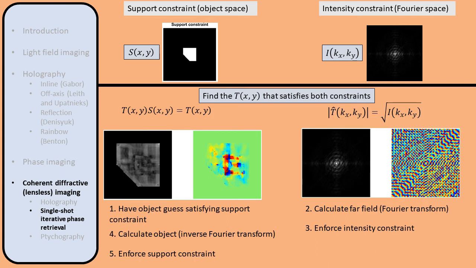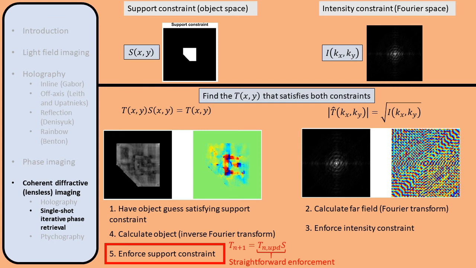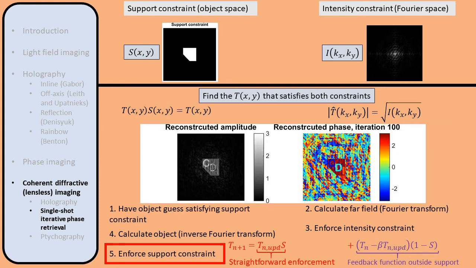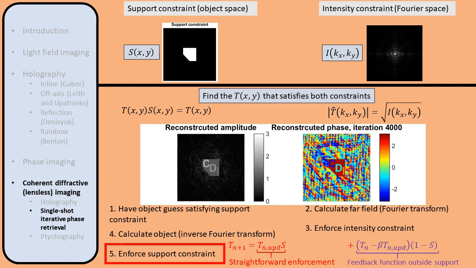If we enforce the support constraint in a straightforward manner, we multiply the estimated object with the support function, thereby setting the field to 0 outside the support region. What we do now instead is setting the field outside the support region to some non-zero value. More specifically, we define a negative feedback function outside the support region with some feedback parameter beta. If the updated field outside the support region is positive, then instead of making it 0, we're making it negative. If we apply such an update, then we see that after a few thousand iterations we have a good reconstruction.